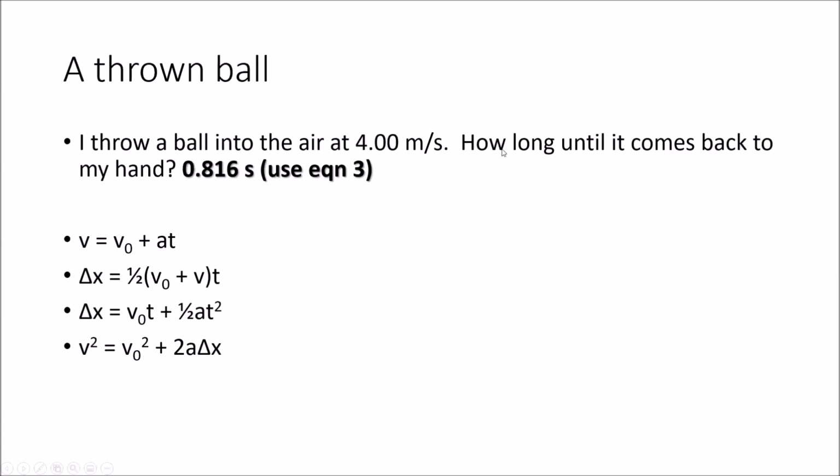That's very quick. 4 meters per second is not very fast to throw something. That's like 9 miles per hour. So compare that to a baseball pitch, which can be a whole lot more miles per hour. This is a very slow throw. So yeah, it's going to hit your hand in less than a second.